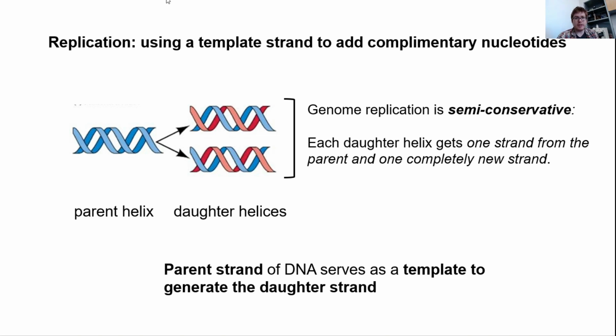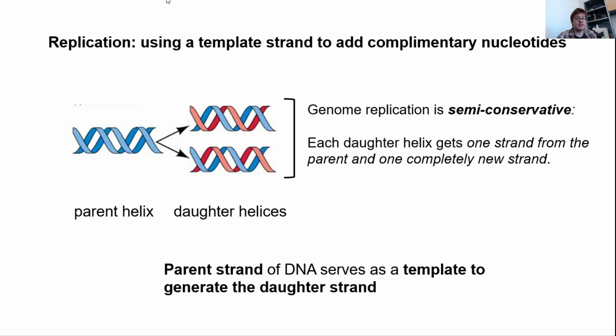So let's get started just thinking about the chemical process of replication. And when we're talking about genome replication, what we're really talking about is using a template strand in our genome to provide the complementary nucleotide strands for the other synthesis. And it turns out that the process of genome replication is called semi-conservative.